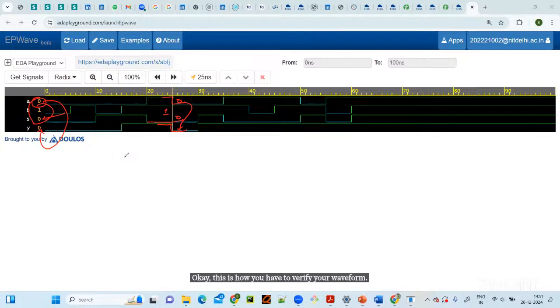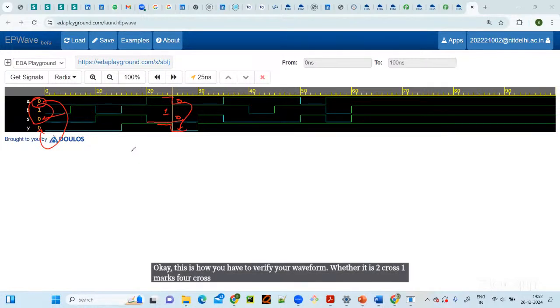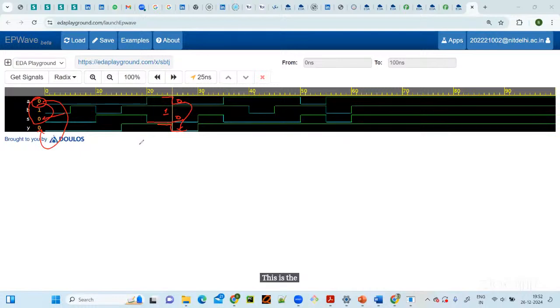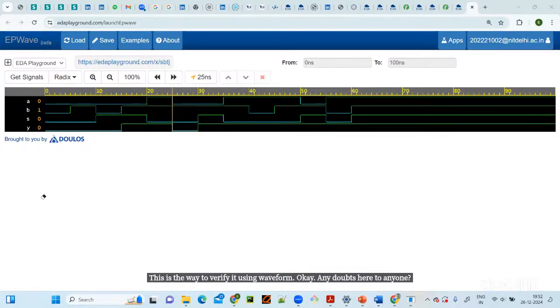Whether it is a 2 cross 1 mux, 4 cross 1 mux, or whatsoever is the size of the multiplexer, this is the way to verify it using waveform. Okay. Any doubts here to anyone? Now I am open to doubts.